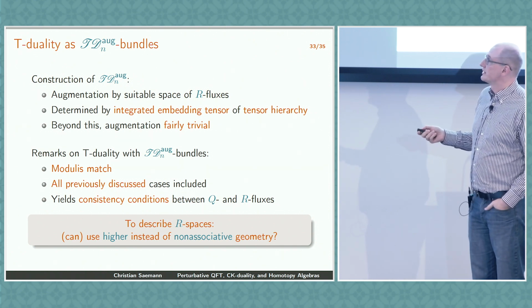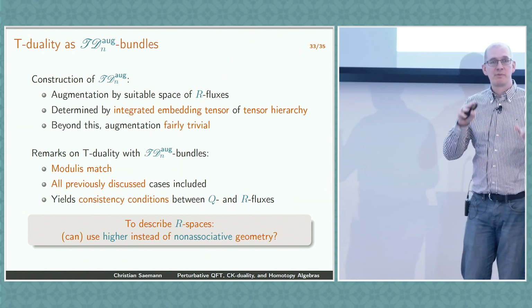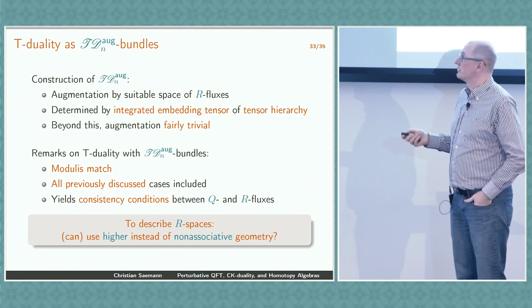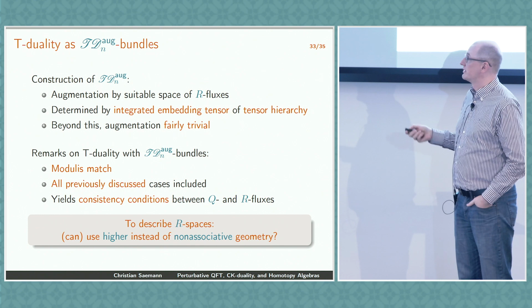You do get consistency conditions between the Q and R fluxes from the cocycle relations, right? They're not arbitrary. There are certain relations that are forced upon you. And yeah, these should certainly be studied further.